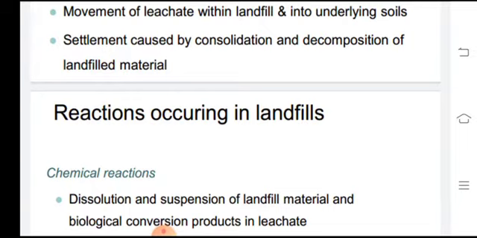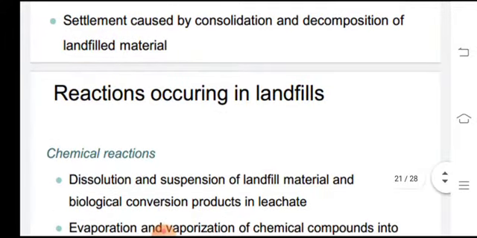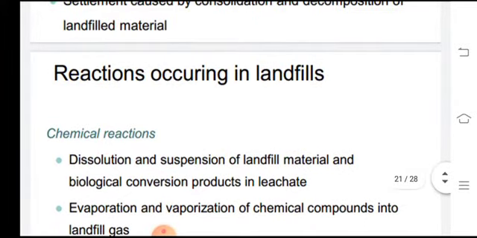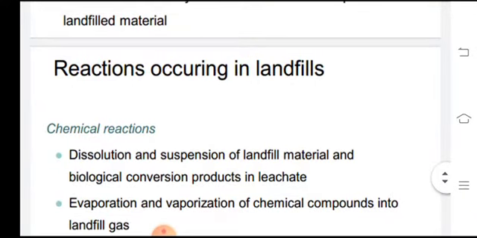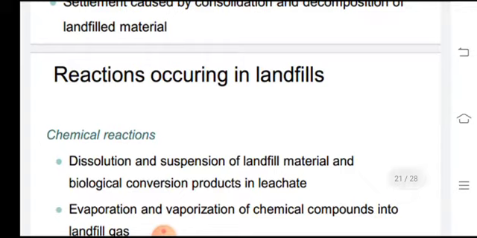Those upper lying layers are going to settle down, and this settlement is going to affect our designed parameters and designed setup. In those design setups we are talking about the daily cover, then final cover, the drains for the leachate collection, and the gas collection. All these are affected by this settlement.